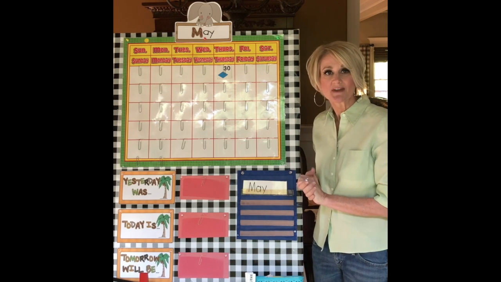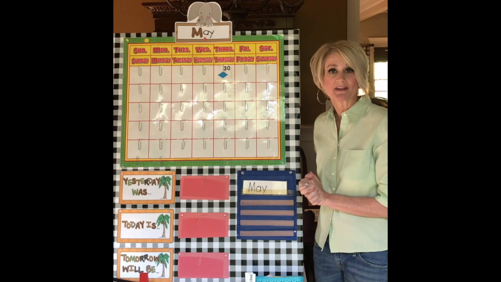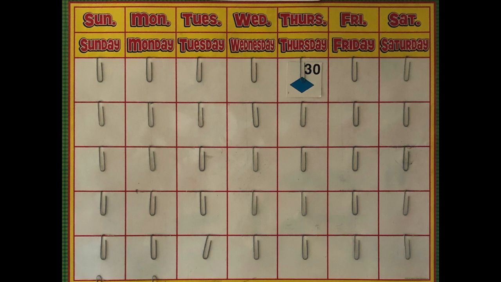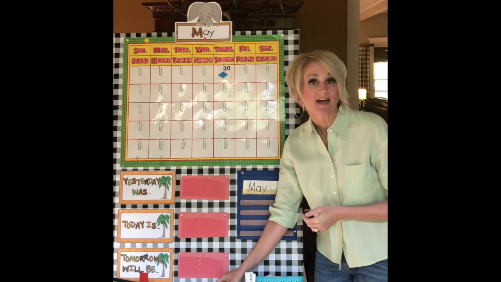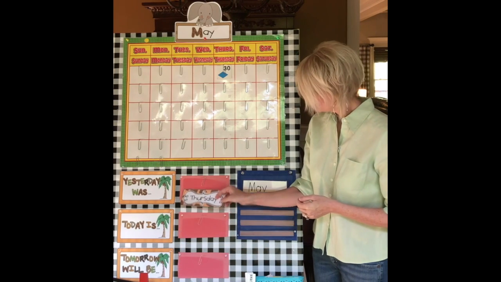So yesterday was the number 30, but what day was yesterday? Well, look at your calendar and see what day it is on. Do your days of the week if you need to. Sunday, Monday, Tuesday, Wednesday, Thursday, yes. Yesterday was Thursday.